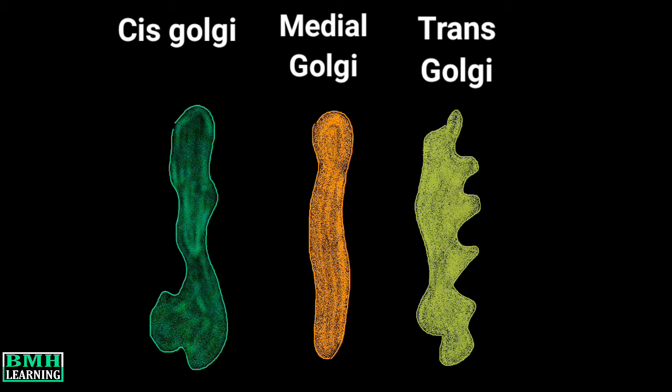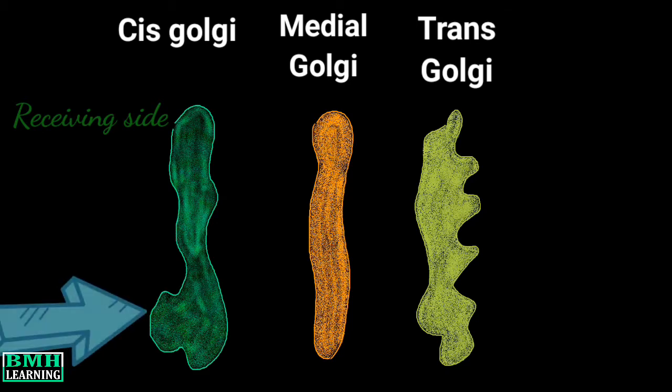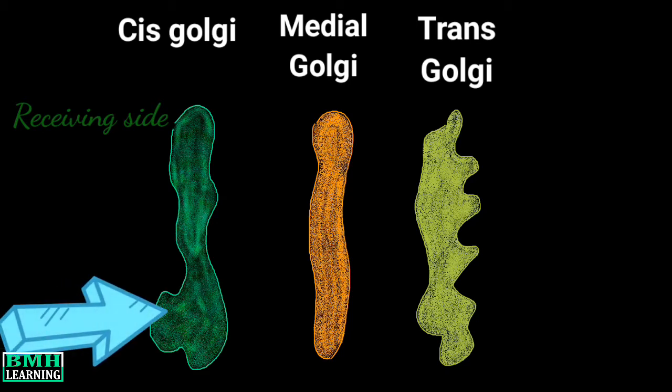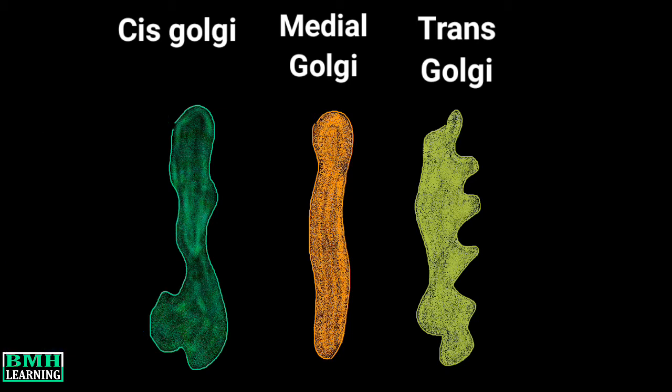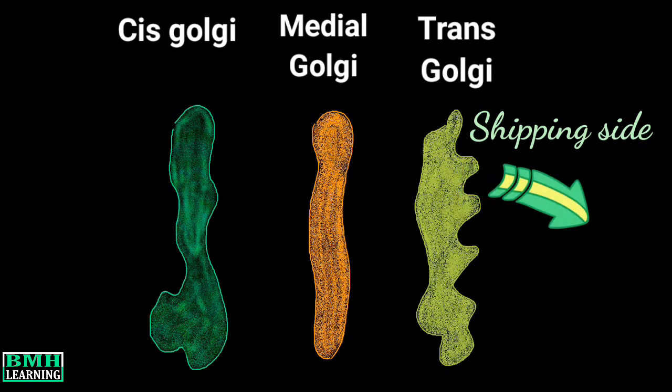Now, this cis Golgi is referred to as the receiving site. It's tasked with receiving proteins, mainly from the endoplasmic reticulum. On the other hand, the TransGolgi is referred to as the shipping site, because from here the proteins are shipped, or simply sent, to other destinations of the cell. In this case, it's the lysosome.